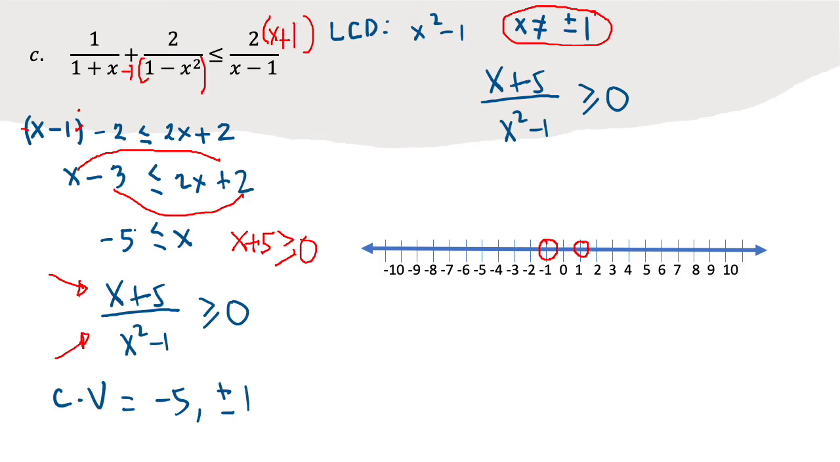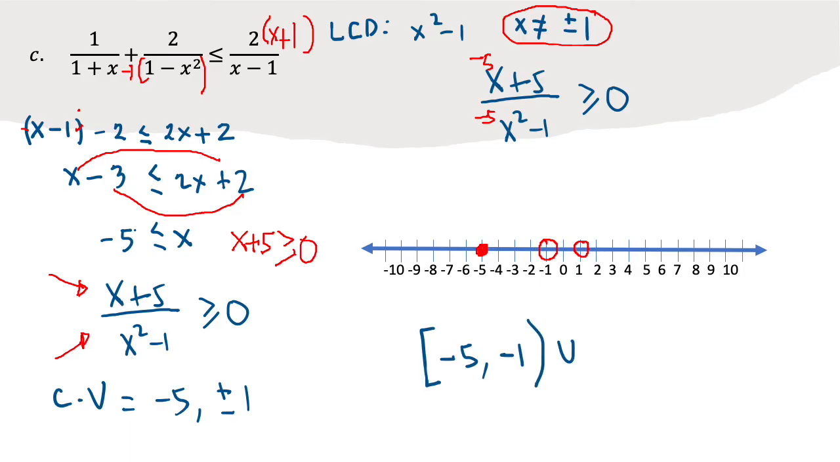How about negative 5? So let's test that value. If x is negative 5, so negative 5 plus 5, that's 0. The denominator becomes 25 minus 1, that's 24. So 0 divided by 24 is equal to 0. So therefore, negative 5 is part of the solution. So therefore, we will be using solid point.